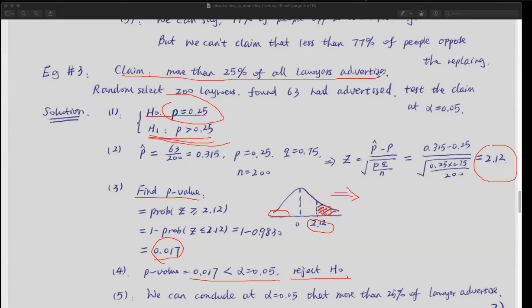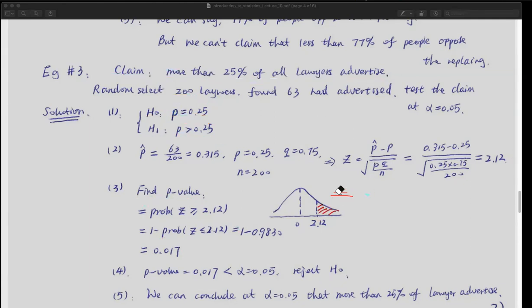Why do we care about H1? H1 is the claim. Remember, at the end, we are always trying to make a conclusion in terms of a claim. So now, we reject H0, we accept H1. The claim is right. More than 25% of lawyers do advertisement. We have 95% of confidence to say that. That's step number 5. So we always want to translate into human language in the last step, right? Last step. And always make a conclusion in terms of what? In terms of a claim, the claim.